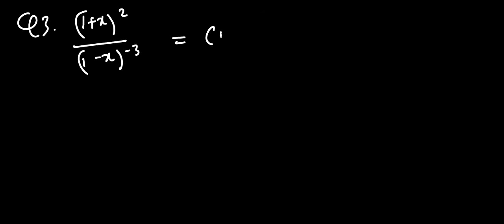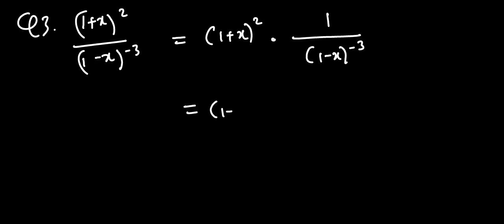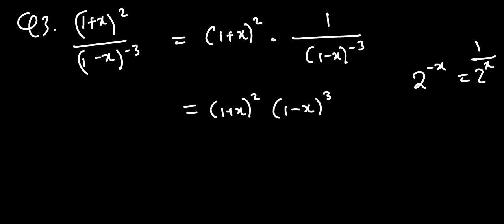This becomes 1 plus x to the power 2 multiplying 1 over 1 minus x to the power negative 3. So we can change it. This is 1 plus x to the power 2. We change this and it becomes 1 minus x to the power 3, because we can change it with a negative, right? It's the same thing that we're doing here. The negative 1 times the negative 3. That's how it's becoming positive down here.